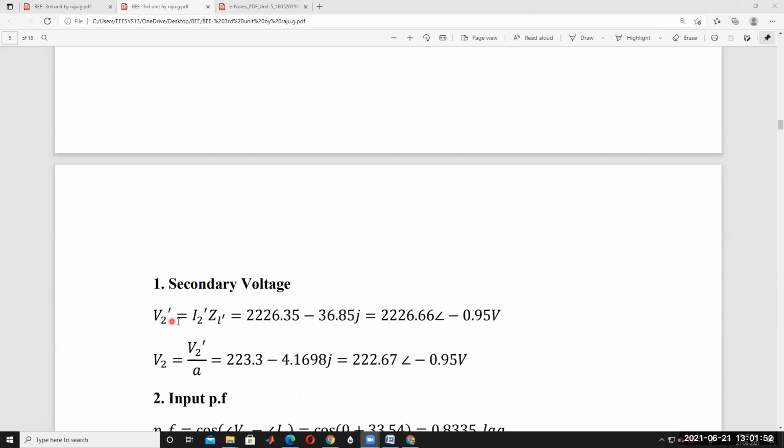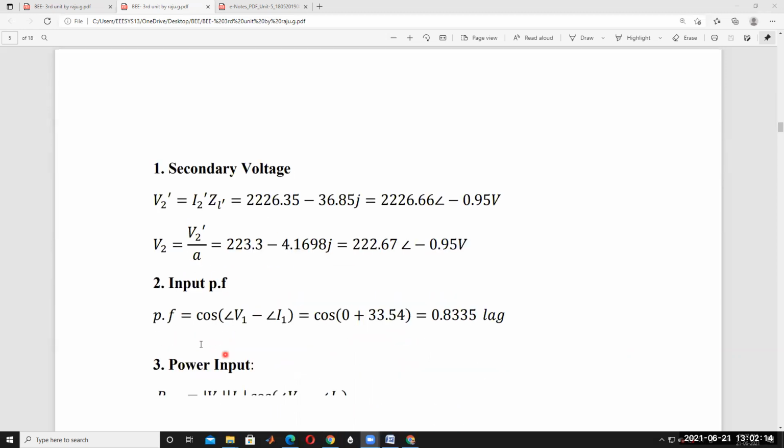Understood? So this is the formula: V2 is equal to V2 dash by A. V1 by V2 is equal to A. In the same way, V2 dash is equal to A times V2. So this is called finding the secondary voltage by using the turns ratio. So here you are finding V2.